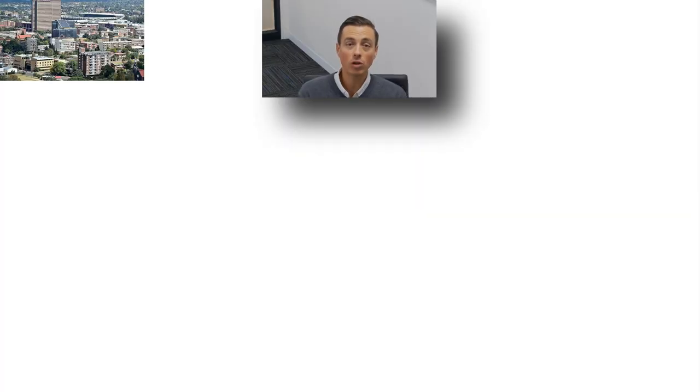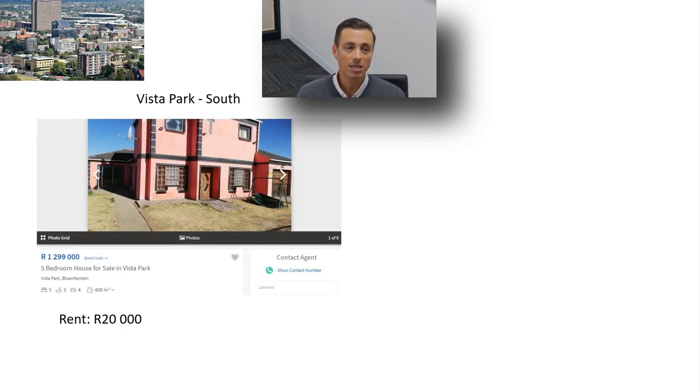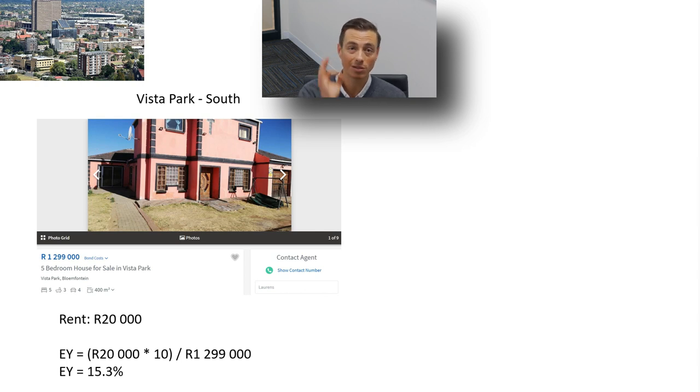So I've gone ahead and looked at 3 different areas, Free State being one of them, to show you which areas could work for student accommodation. The first one I looked at was Vista Park South. Here's an example of a property in this area, 5 bedroom, going for 1.3 million with the potential of 20,000 Rand rent. So the effective yield, 20,000 rent times 10 months of the year that tenants rent, divided by purchase price, gives you a 15.3% effective yield.